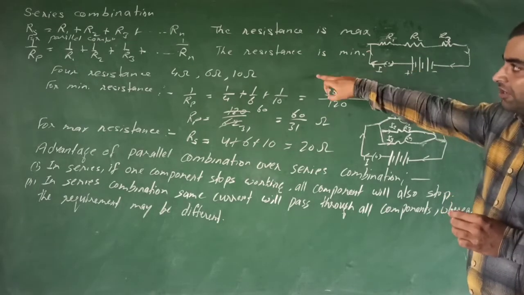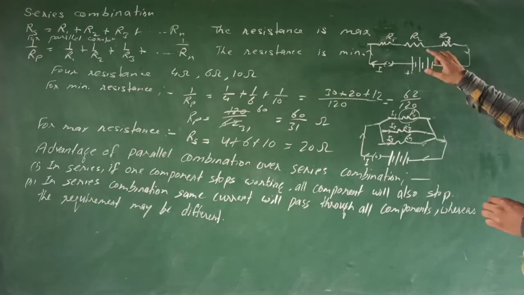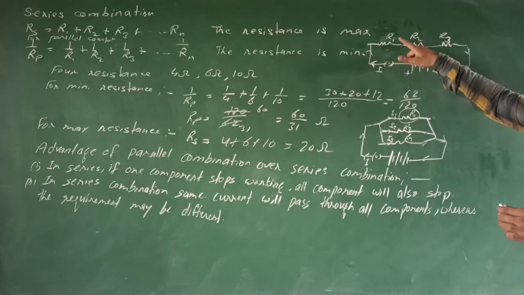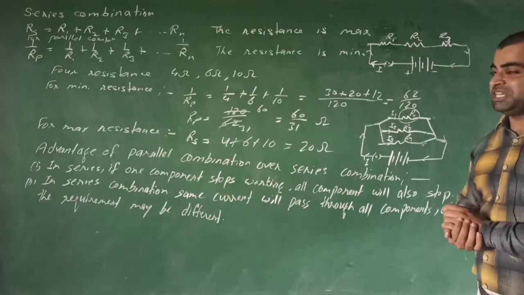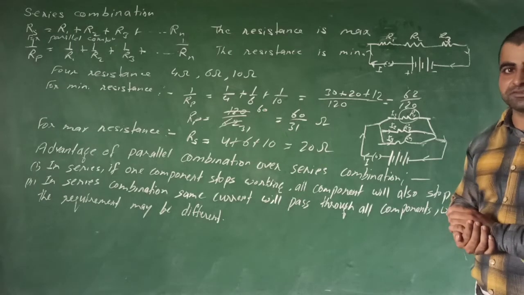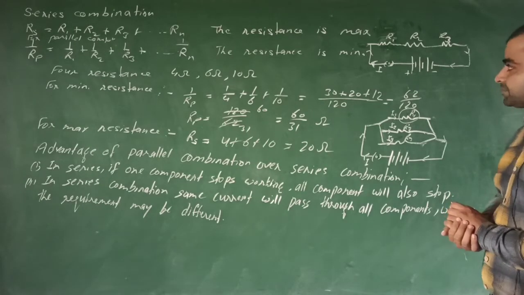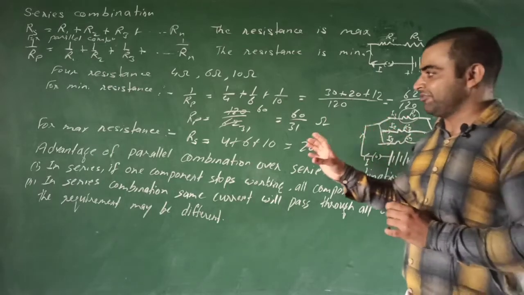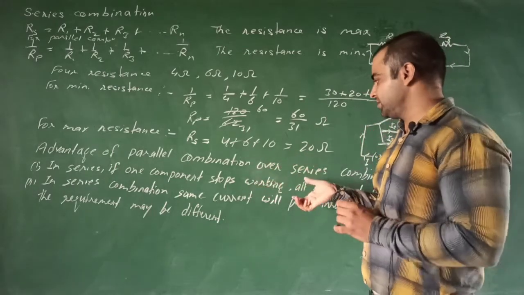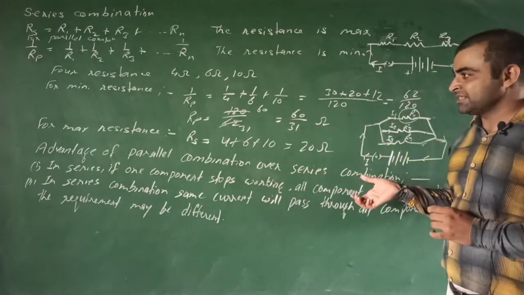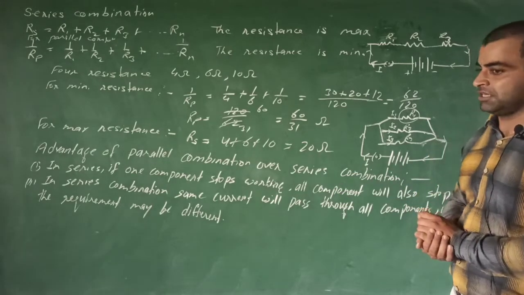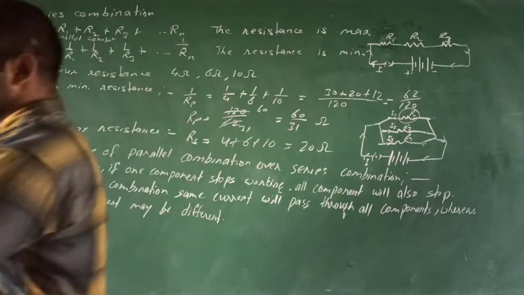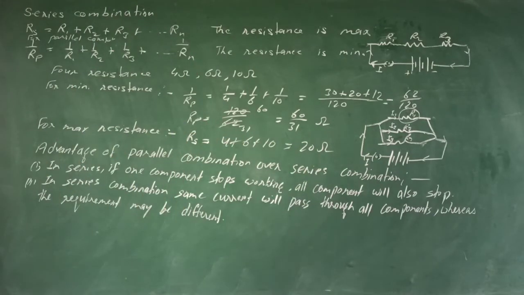And the next point we have seen earlier. The resistance is maximum in series combination while the resistance is minimum in parallel combination. We can see here. So these were the advantages of parallel combination and disadvantages of series combination. Next is heating effect of electrical components.